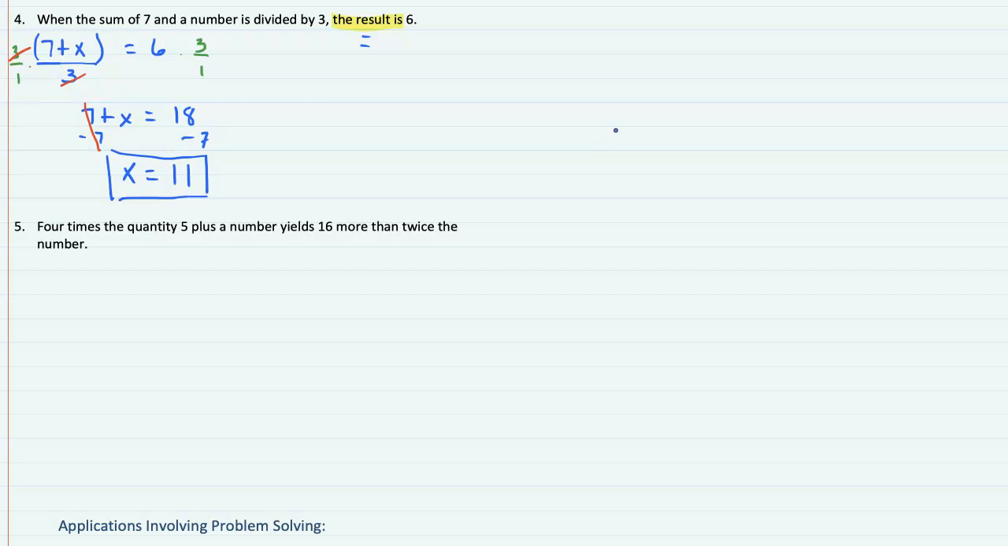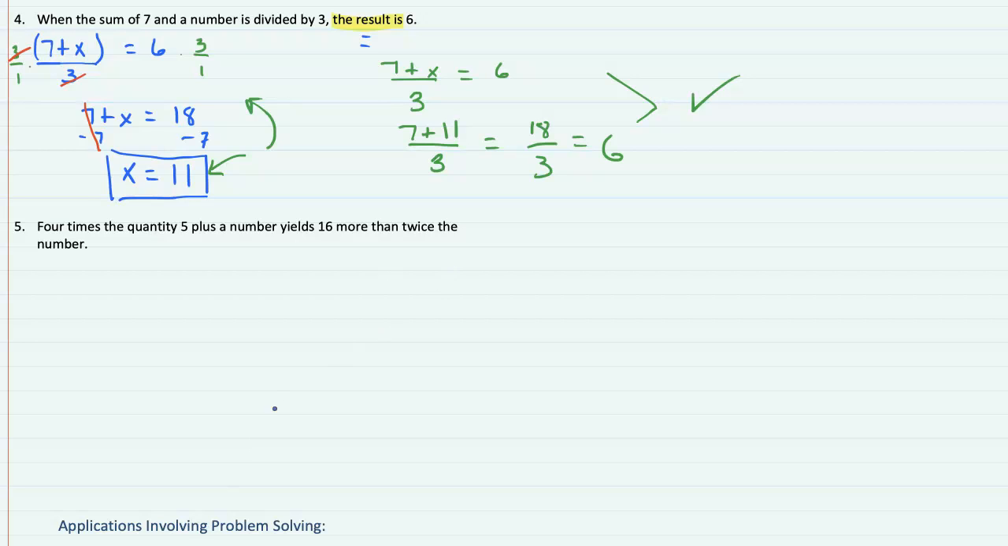So one thing we should be doing on all of these, I'm not doing it for the sake of time, but I'm going to do it real quick right now, is to double check and see if we're right. So let's take this 11 right here, and we're going to put it up into the equation. So we've got 7 plus, and instead of x, we're going to replace it with 11. So we get 7 plus 11 over 3, and that is going to equal 18 over 3, which equals 6. So this is true, and it checks. It does equal 6. So continuing on, we'll go to number 5.